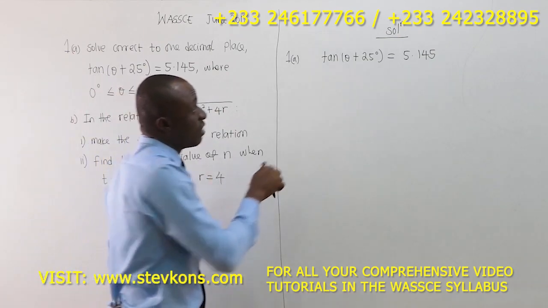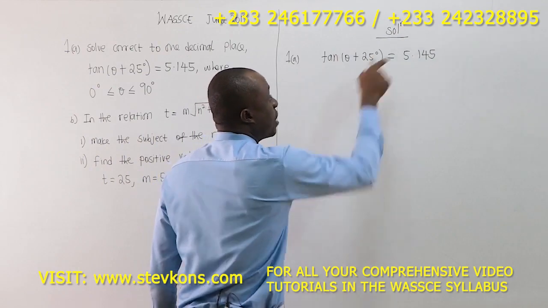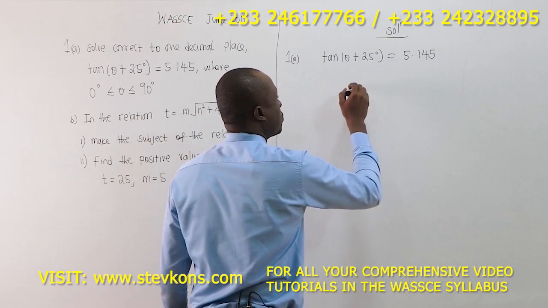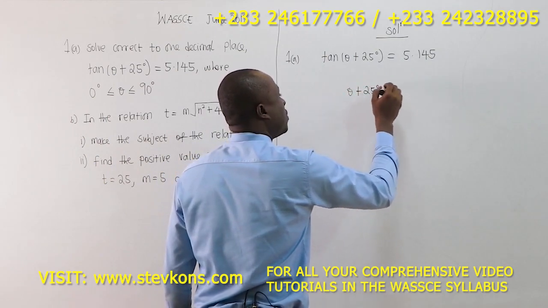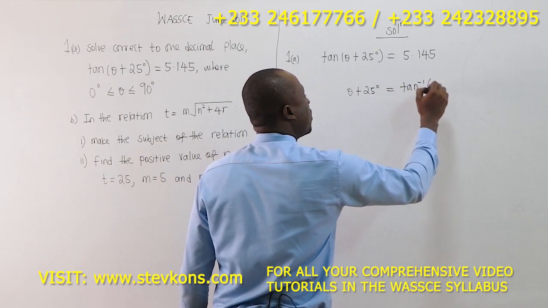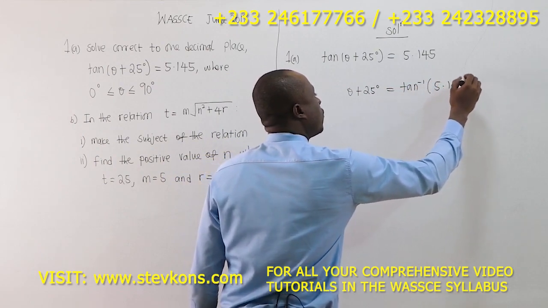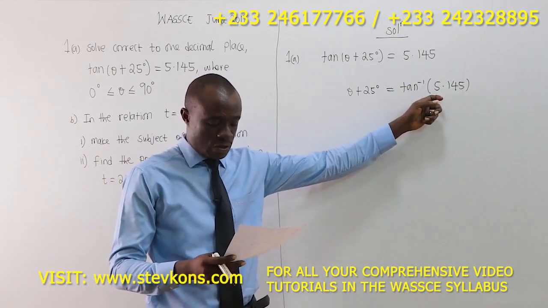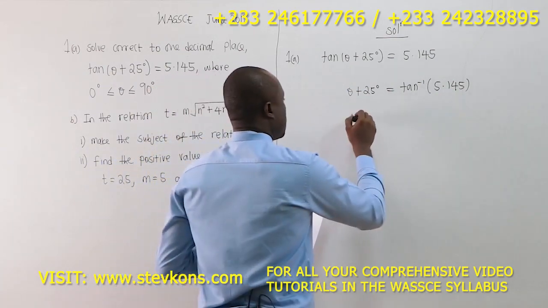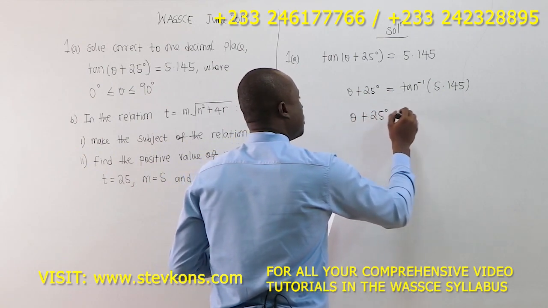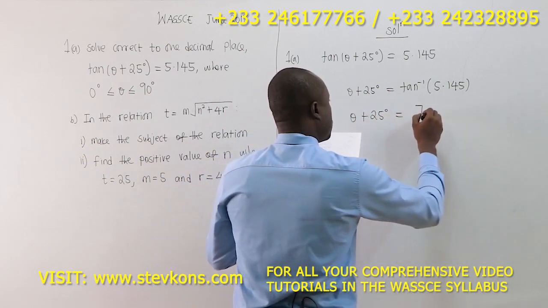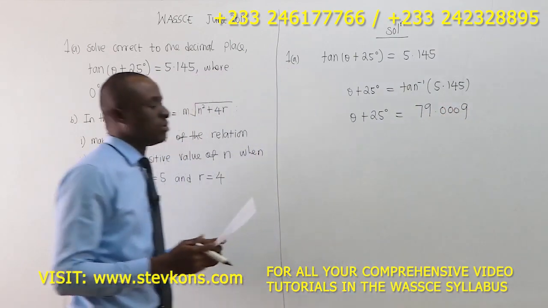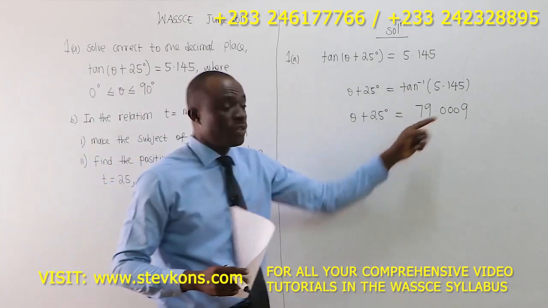Okay, now that's what we have. So clearly from here, tan will go there, and we have tan inverse. So we take the inverse here and then the inverse over there. So clearly theta plus 25 degrees is equal to tan inverse of 5.145. Let's punch it on a calculator. Theta plus 25 degrees, tan inverse of this, is equal to 79.0009.